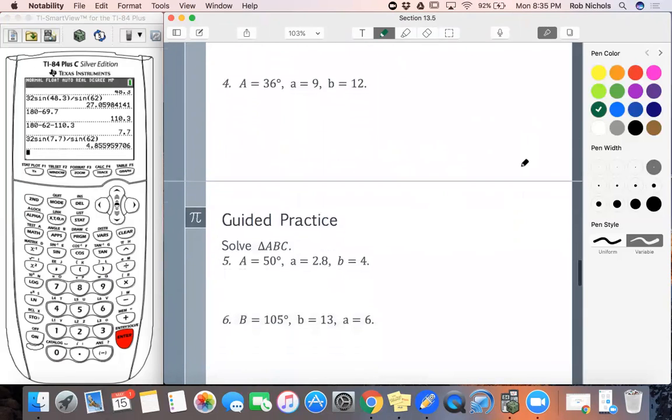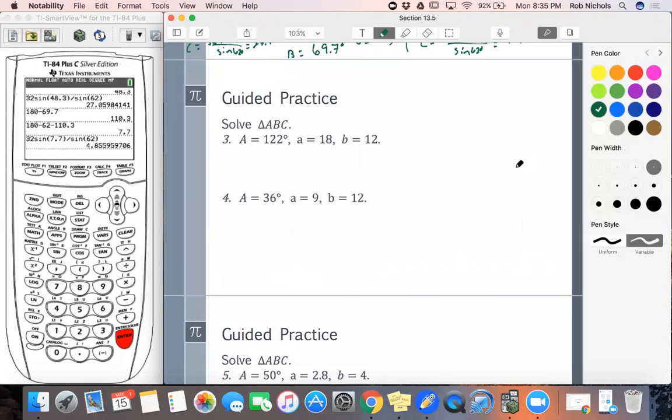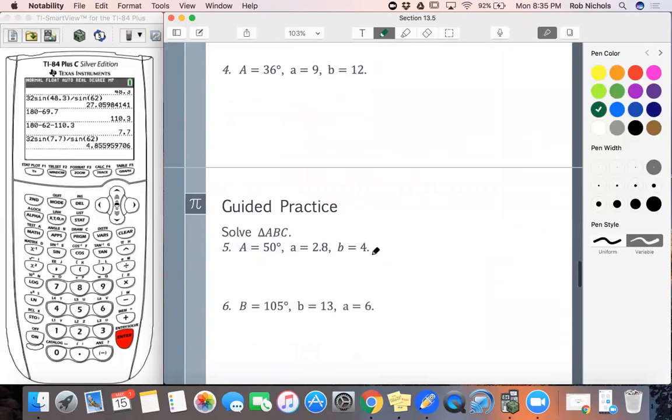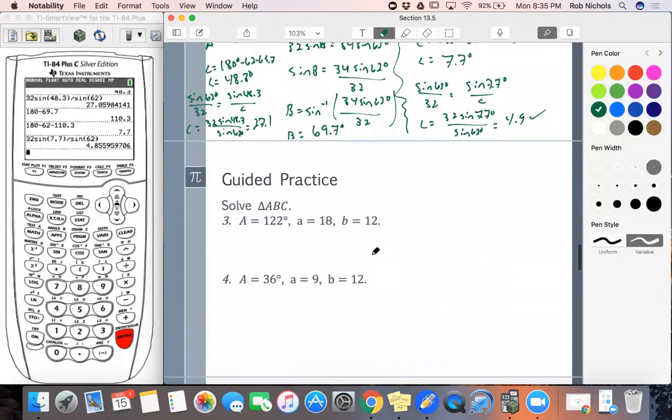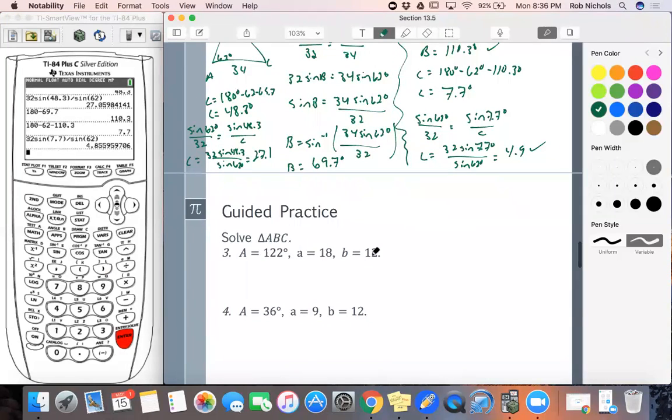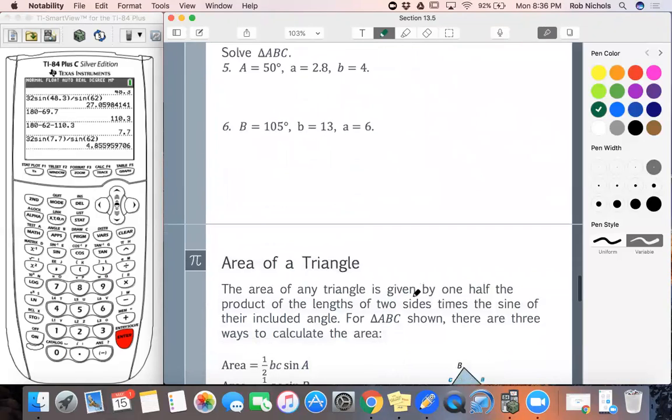All right, so for the purposes of this video, I'm just not going to do 3, 4, 5, or 6 on guided practices. I would recommend doing those by yourself, and you can come check your answers with me. But I'm going to move on to finding the area of a triangle.